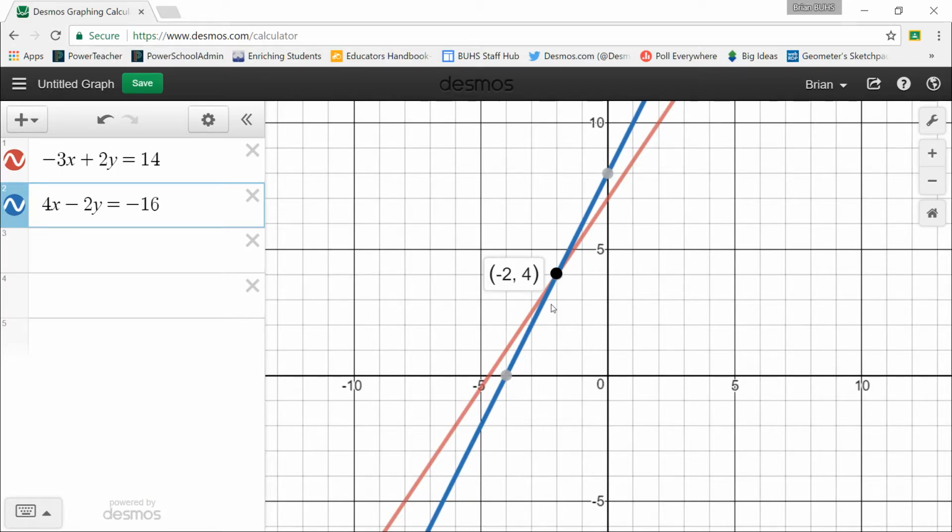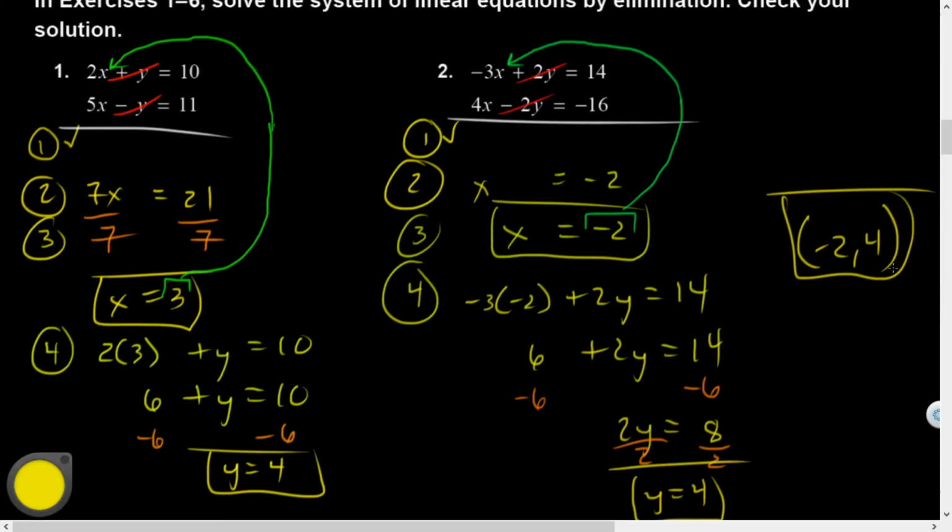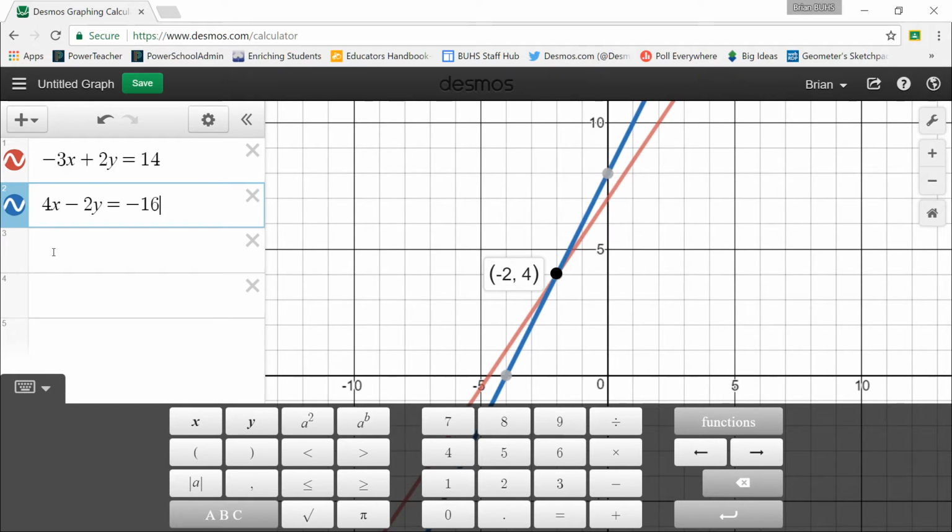Notice I get negative 2 comma 4, which is actually the same solution I got. But, I mean, I've shown you guys to just add these equations together. But is that allowed? Well, let's find out.